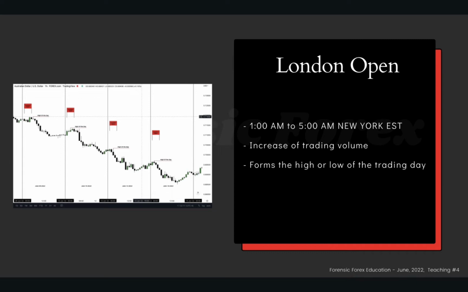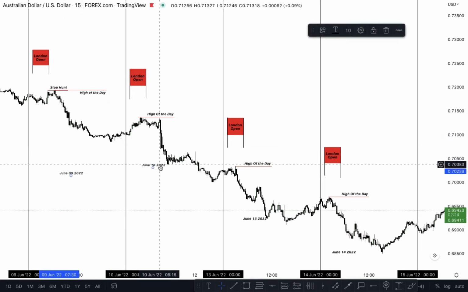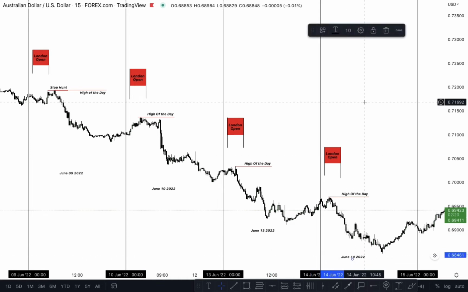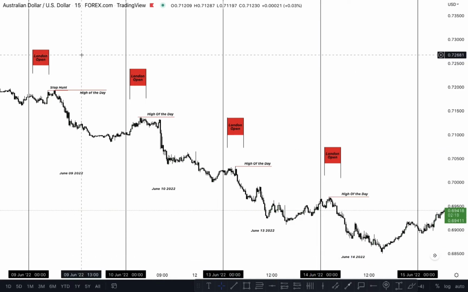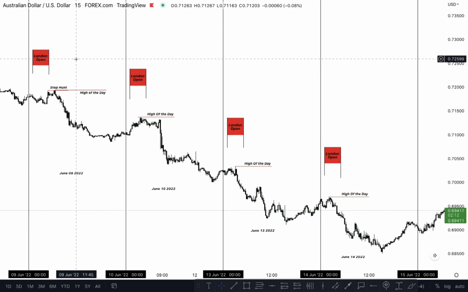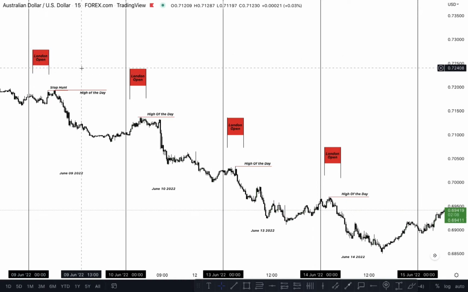On the left, we are going to look into examples of the London Open. So here, we're looking at the London Open session on each trading day. As you can see, we have June 9th, June 10th, June 13th, June 14th. So we're only looking at a specific moment in time. We're looking at 1 a.m. to 5 a.m. That's early in the morning after midnight in New York. So let's look at each day and see what we can see.